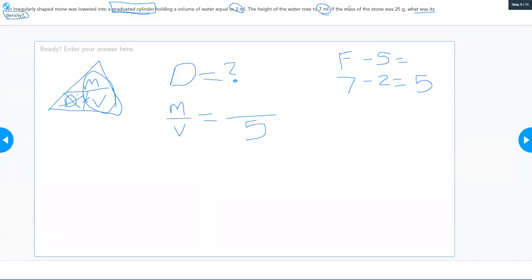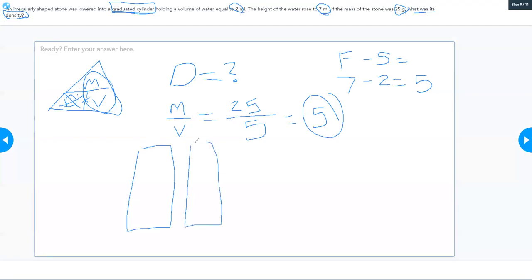Now let's see if we can find the mass. The mass of the stone is 25 grams. There it is. 25 grams, that's our mass. Now all we've got to do is divide, and then your answer should be 5. I want to show you too what this looks like in graduated cylinders, because you're going to see an image on the test of a graduated cylinder. So let's just go 1, 2, 3, 4, 5, 6, 7.